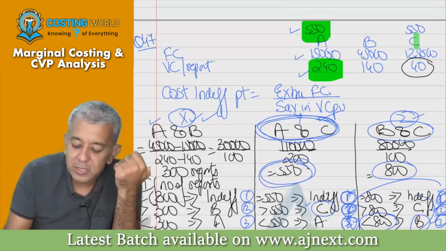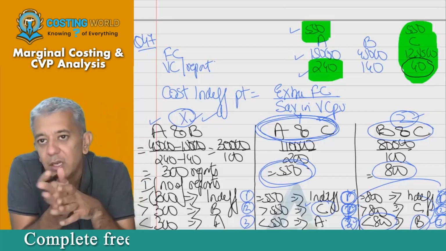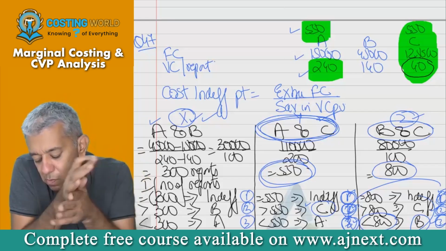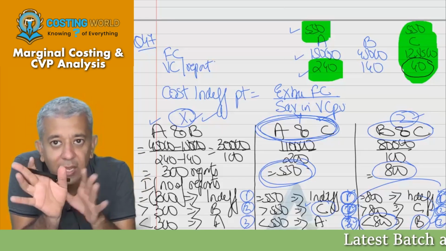Now try to do the same thing for C. It will be coming to the same figure only. Do it. 550 into 40 plus 1,25,000. Does it come to the same figure? Yes. So therefore you are indifferent between A and C for sure.